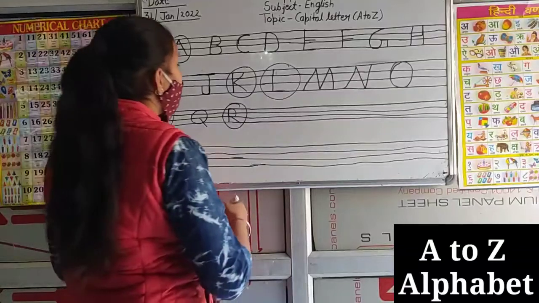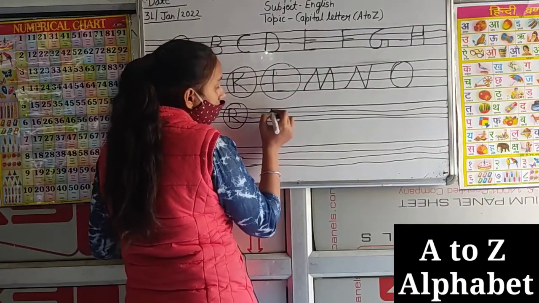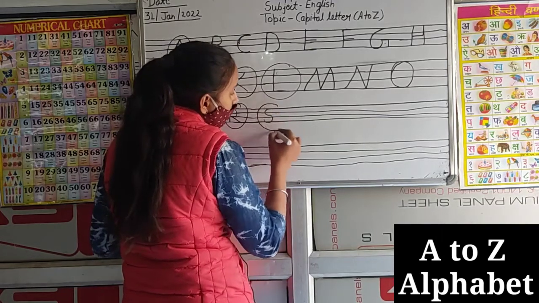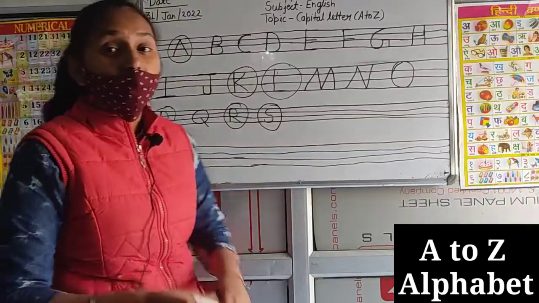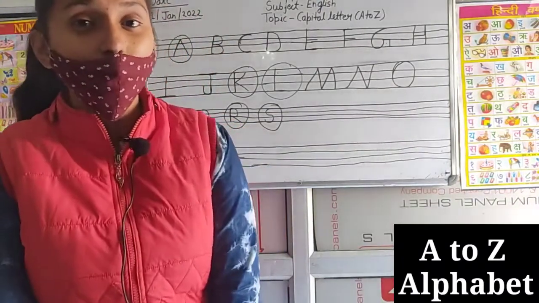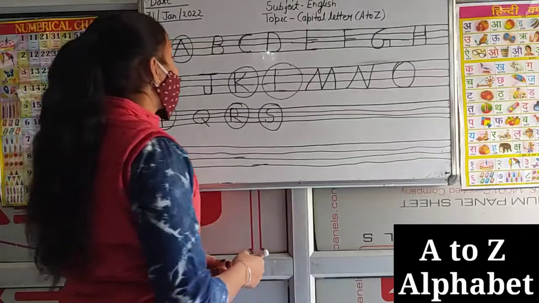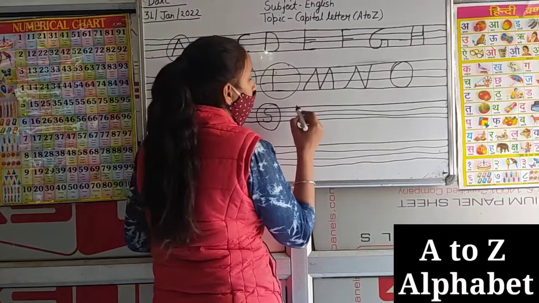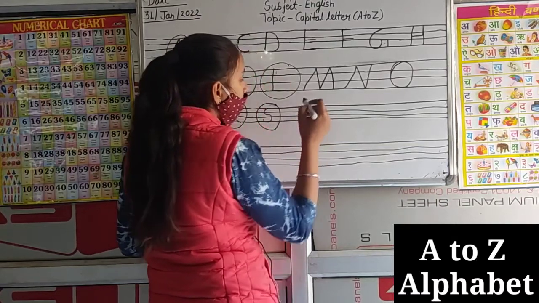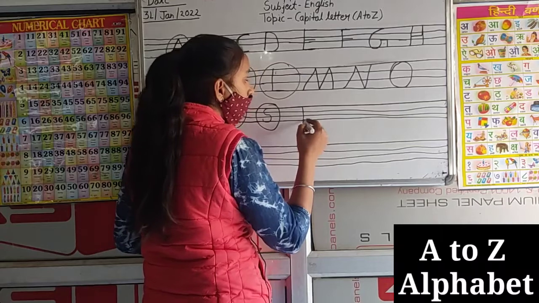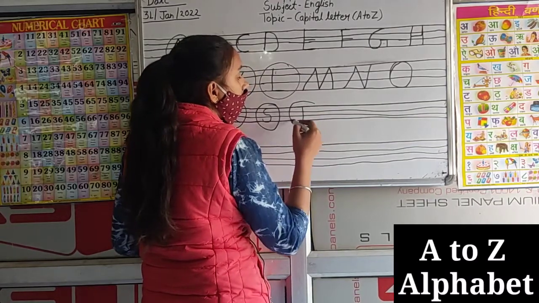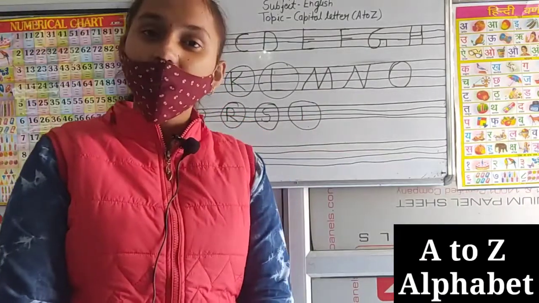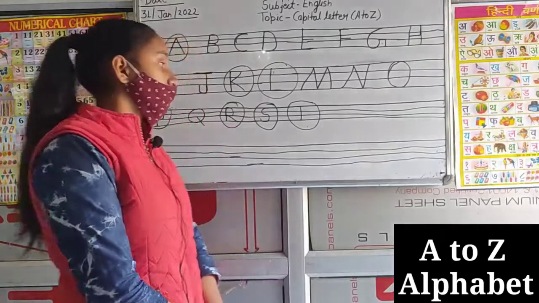And the next letter is S. Half circle and then half circle. S. S for sheep. And the next letter is T. One sleeping line and one standing line. This letter is T. T for telephone.